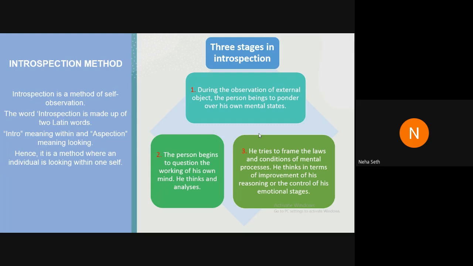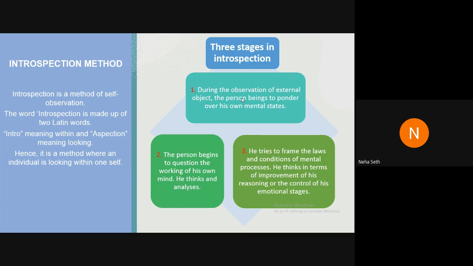Then the third step is to try to frame the law and condition of mental process. In this case, we need to think in terms of improvement of our reasoning and control of emotional stages. Once we have understood what my behavior is and why I am behaving so, the next step is to control that behavior. If I understood that a behavior is not appropriate in the class, the same thing applies to the student as well. If the student knows that he is being naughty in the class or disturbing the class, and he is thinking about that, the next step is he needs to improve himself in these terms. And as a teacher, we need to help our students to improve this.